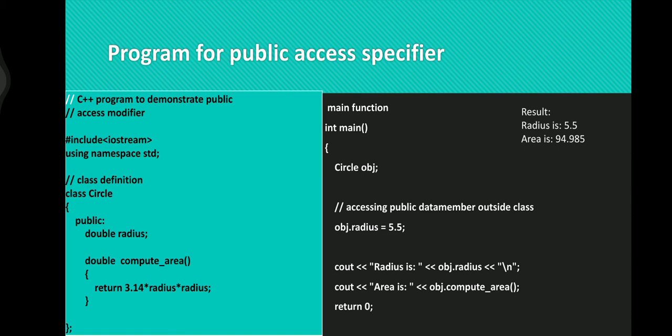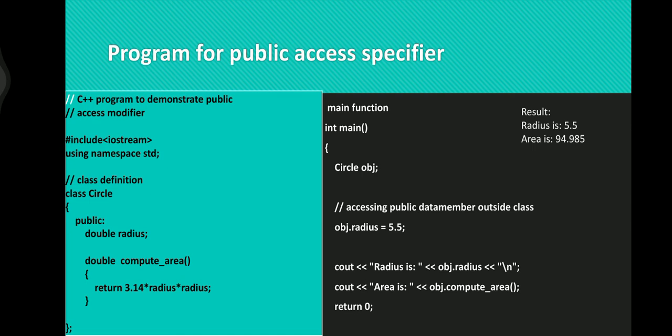Here we have made a class named circle in which radius is a public data member and compute area is a public member function. Here we are just calculating the area of the circle. For accessing the public data member outside the class, we use the dot operator, object.radius equals 5.5, and at last we are just printing the radius and the area by again using the dot operator. You can see the output on the top right corner. Output is radius is 5.5 and area is 94.985.